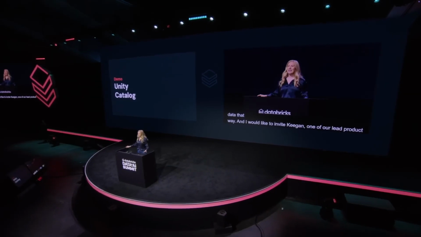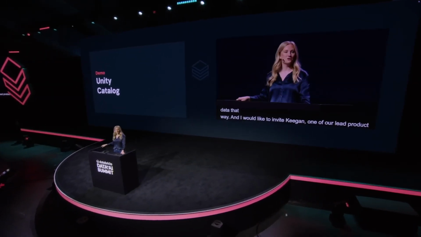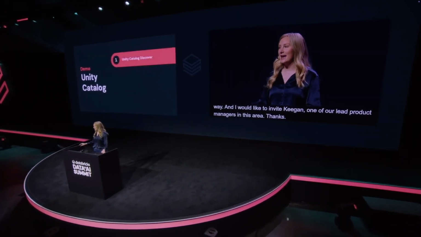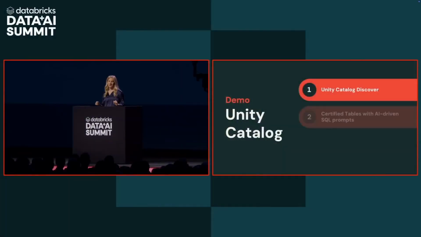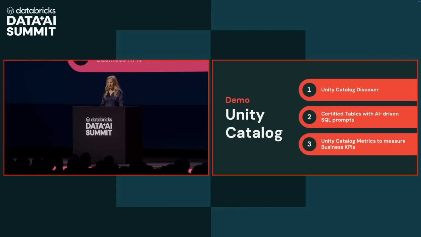So today I'm here to show you why Unity Catalog is the only catalog built to understand your business. So first, we'll start on the new Discover page, the easiest way to find assets in Unity Catalog. Next, we'll drill into business domains and find some of my organization's certified tables. And finally, we'll show you how UC metric views centralize your business KPIs.